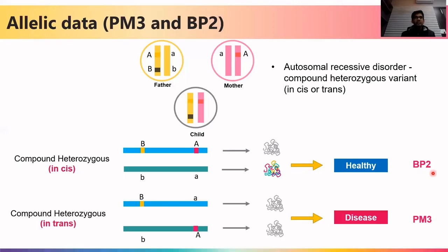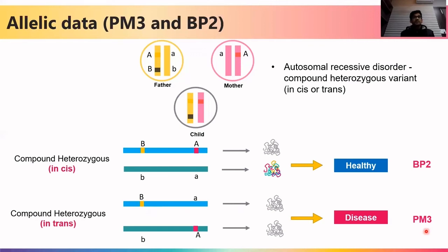Okay. But suppose there is a condition in which the child has inherited this particular copy from the father and this affected copy from the mother. Both copies of the gene won't be functioning properly because they have the pathogenic variant in both copies. Such a compound heterozygous mutation is known as trans compound heterozygous. In this situation, both copies of the gene won't be able to make the protein and the person will be affected with the disorder. In such a scenario, you will mark that particular variant, or both the variants, as PM3.